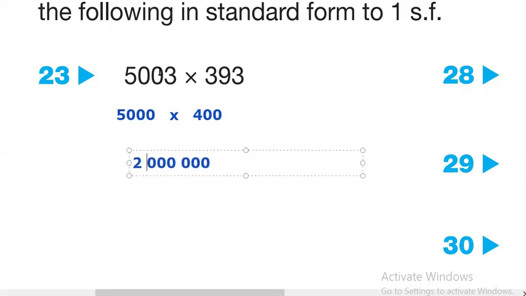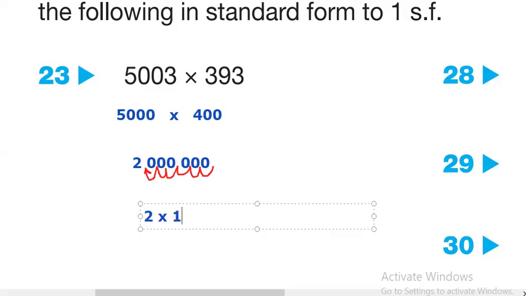So as we said, the 5,003 became 5,000. This one became 400. Now I multiplied both of them together. Now I'm going to turn this into standard. To turn this into standard, what do I do? Very good. I'm going to move the decimal point from here. So 1, 2, 3, 4, 5, 6 times. 6 times. So the final answer will be what? Very good. 2 times 10, and the power is 6, like this.